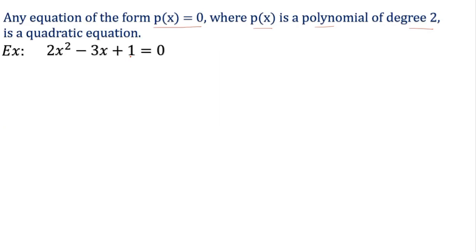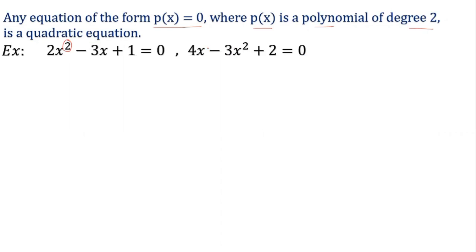Examples of quadratic equations are 2x square minus 3x plus 1. Here look at the power of the variable. The highest power of the variable is 2. So, this is a polynomial of degree 2. The highest power of the variable is called degree.